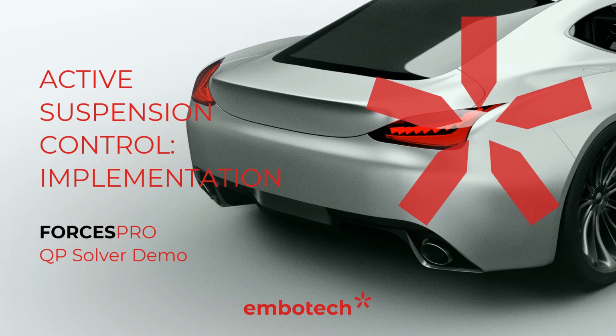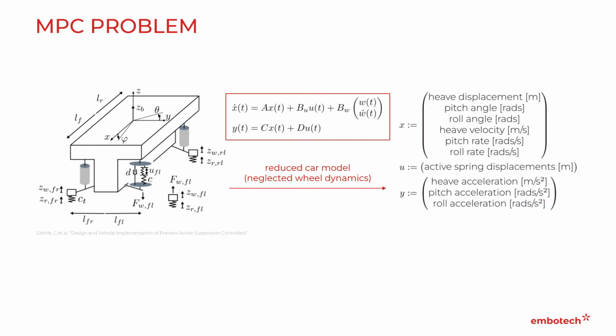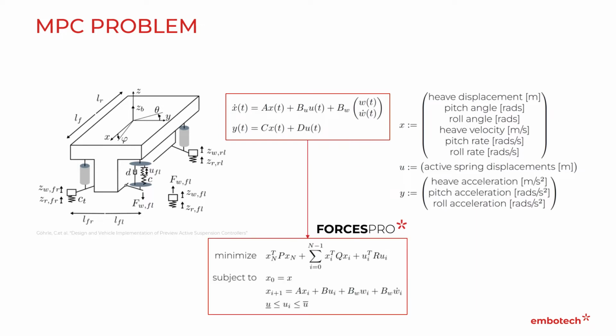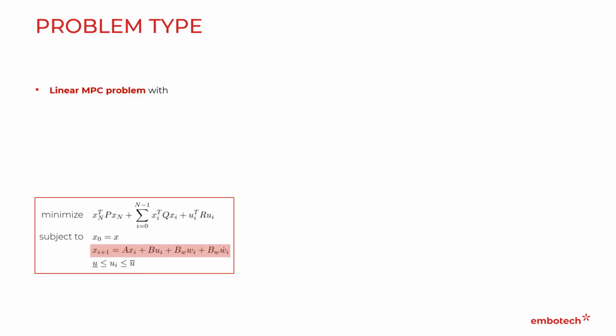Welcome to the second episode of the FORCESPRO demo series on active suspension control. In this video, we will show you how to implement the active vehicle suspension control using the FORCESPRO QP solver. In the previous episode, we discussed the modeling details of vehicle dynamics and preview information. Now, we will try to transform that problem into a model predictive control form suitable for FORCESPRO.